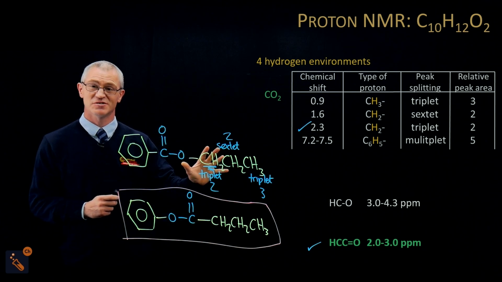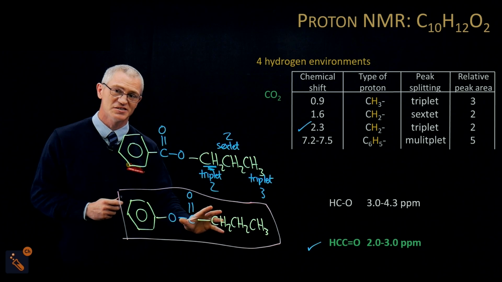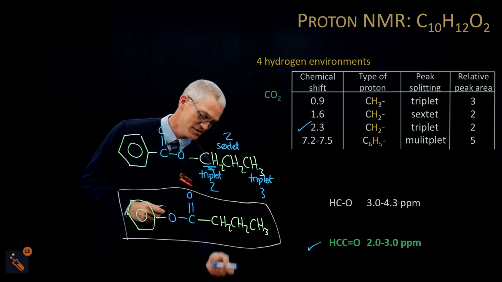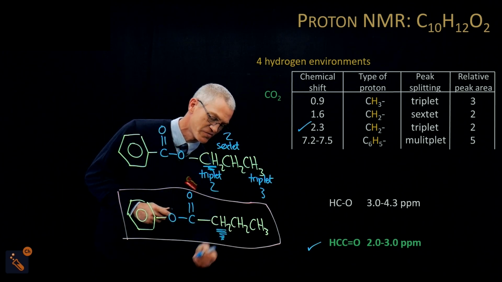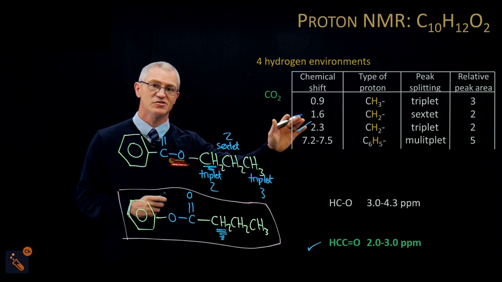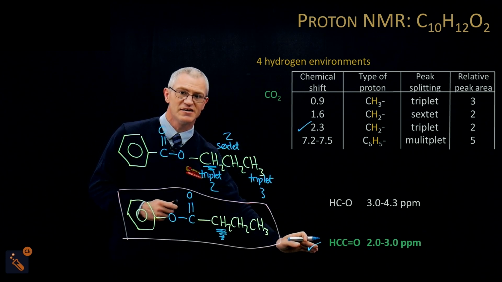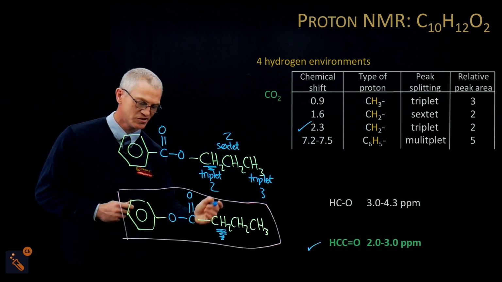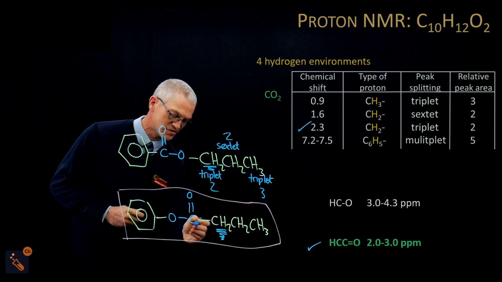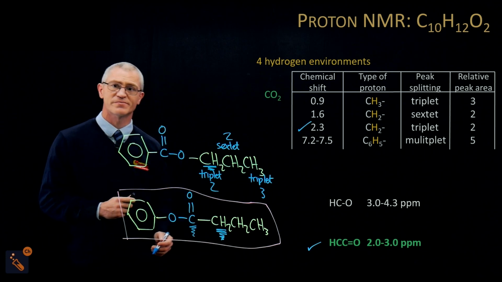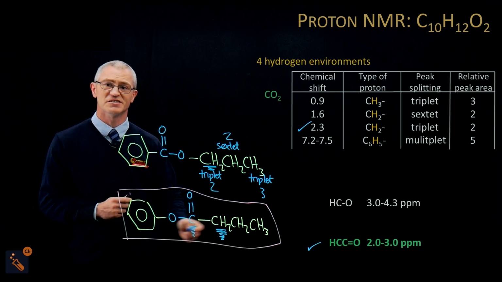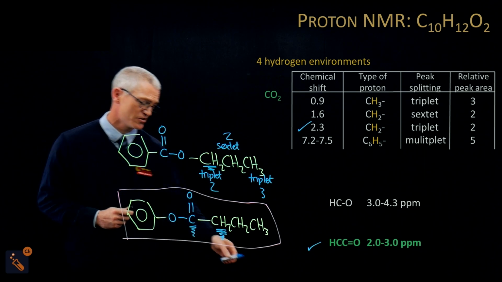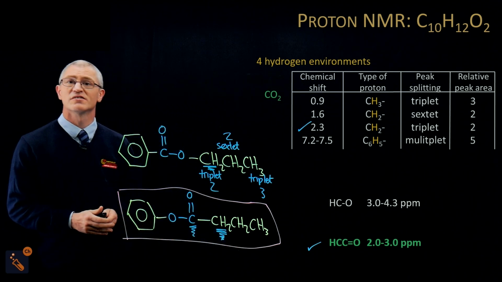This would still get you most of the marks in the exam, but this is the correct one because you're looking at this CH2 here. It comes out at 2.3. 2.3 is in that region, 2 to 3, where the hydrogen on the carbon is connected to a C double bond O. And so it's this way around, and it's this isomer that you will create.